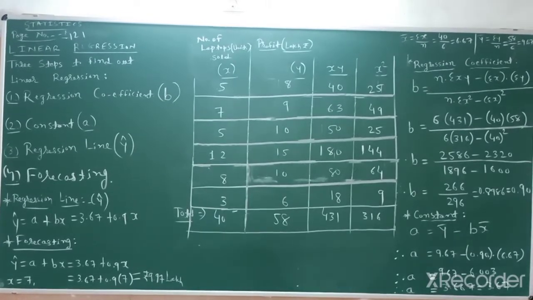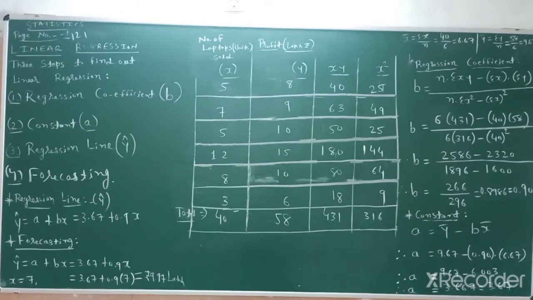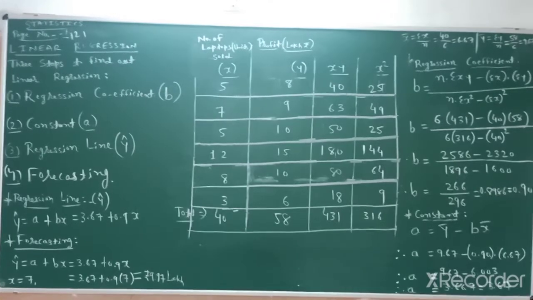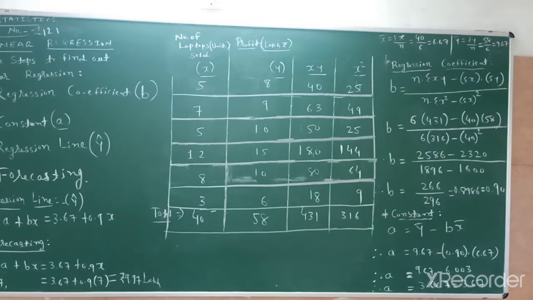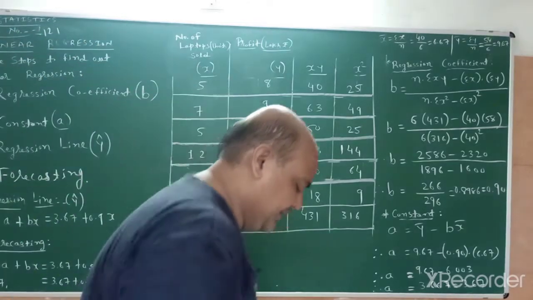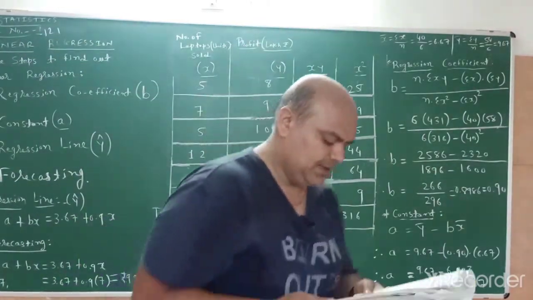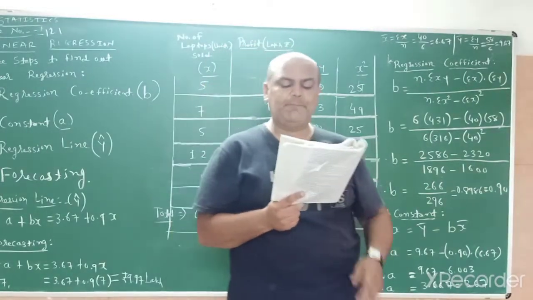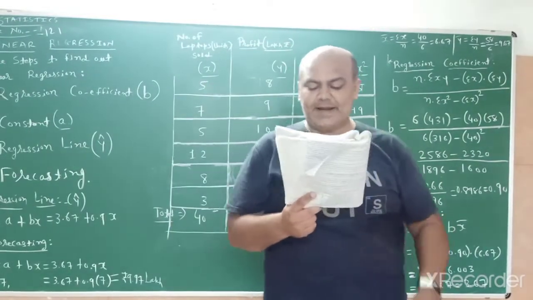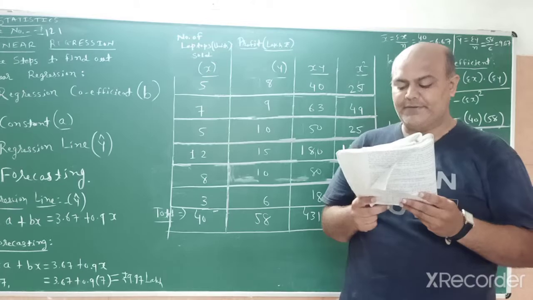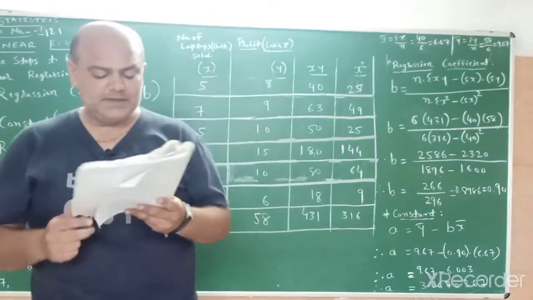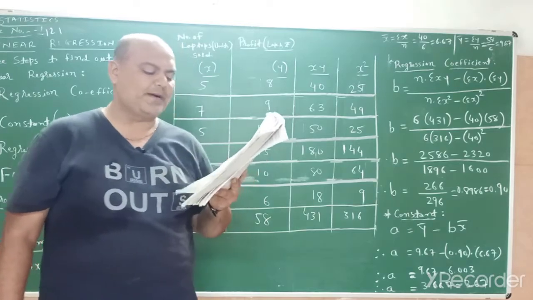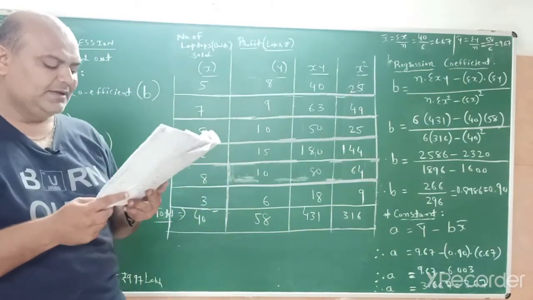Now we take the sum. Please open your textbook, students. The question is: the monthly sale of different types of laptops in 100 units, and its profit in lakh rupees for the last 6 months for a company is given below.